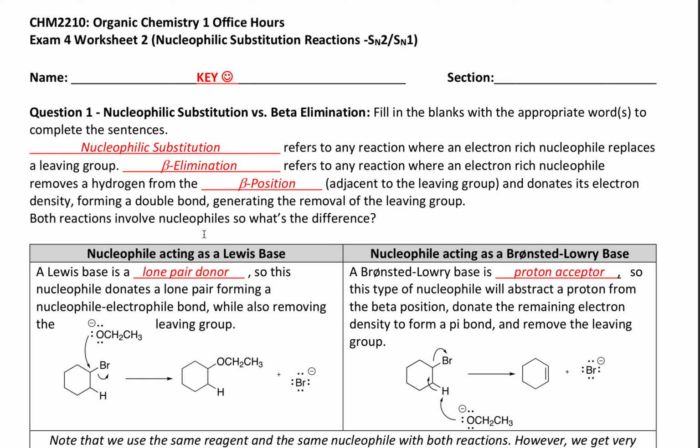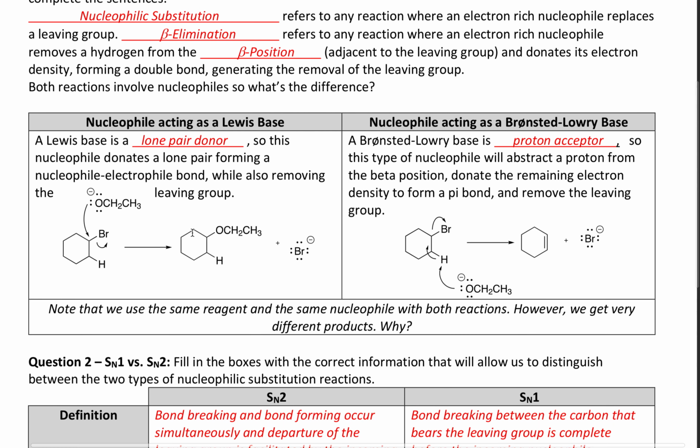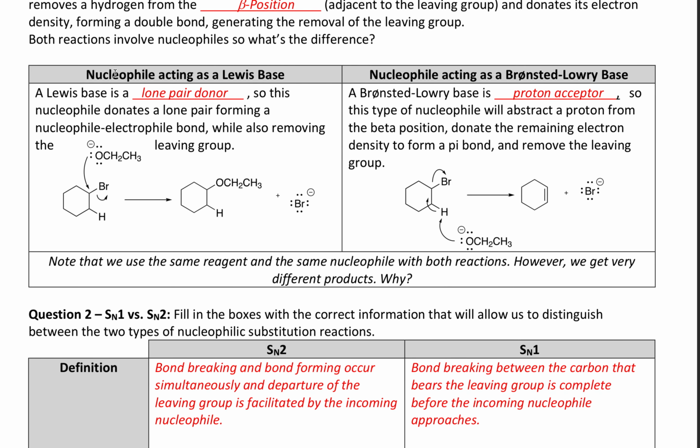below. Okay, so both reactions involve nucleophiles, so what's the difference between a nucleophilic substitution reaction or a beta elimination reaction? Well, actually, they're very, very similar. So look over here. This is a nucleophile acting as a Lewis base, and this is a nucleophile acting as a Bronsted-Lowry base. So recall that nucleophiles are basic species, but they can have different properties based on the type of reaction that we're promoting. So the one on the left, where we say it's a Lewis base, this would promote one type of reaction, and the nucleophile on the right, which is a Bronsted-Lowry base, is going to promote a different type of reaction.